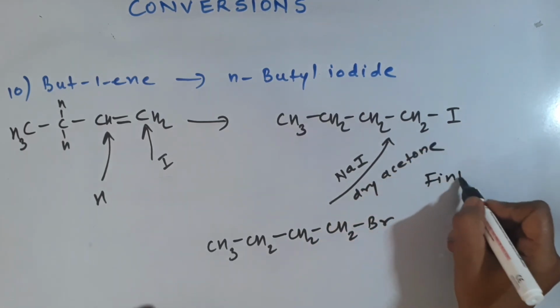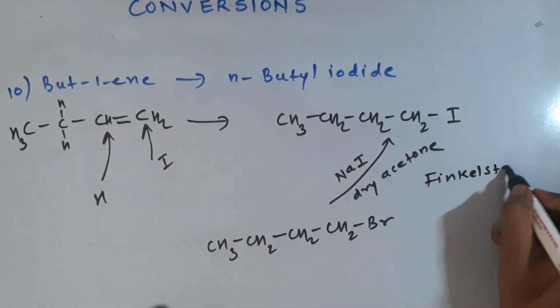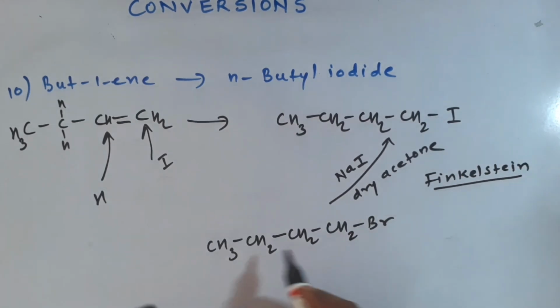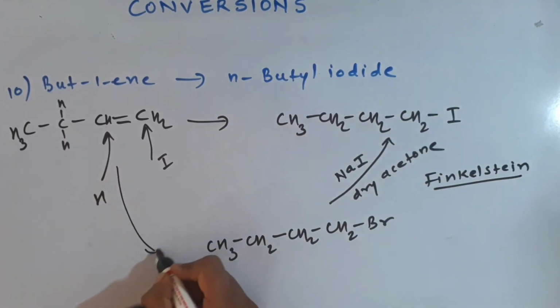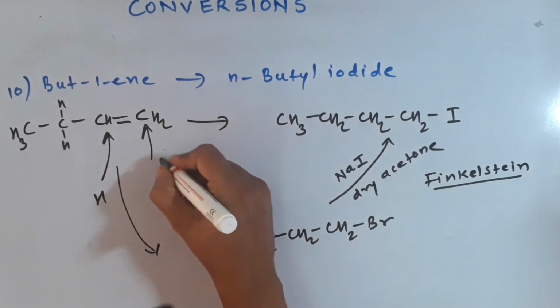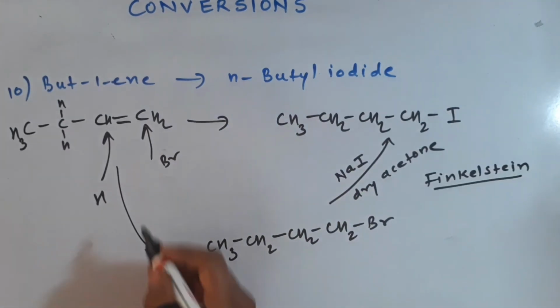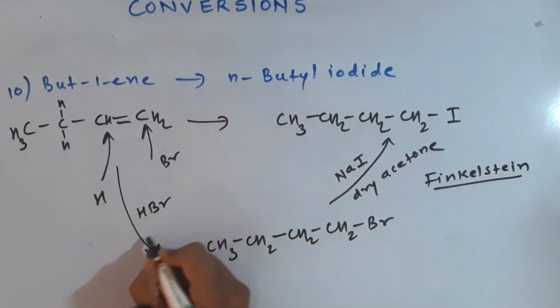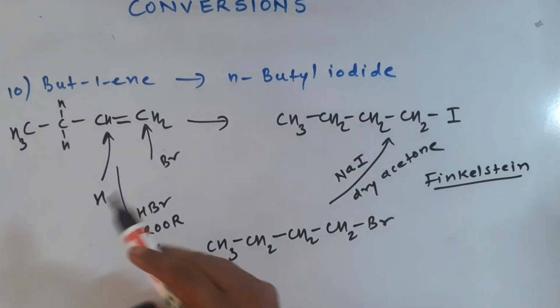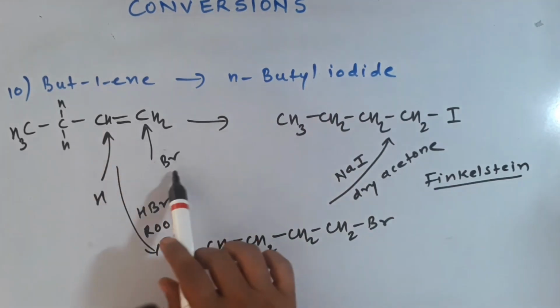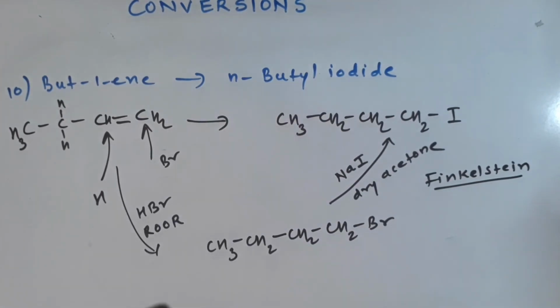The famous reaction is Finkelstein reaction. And how to get bromide from here is you have to write bromide here. That means anti-Markovnikov's rule you are doing. So you will add HBr in the presence of peroxide, organic peroxide. Hydrogen goes to this carbon, bromine goes to this carbon. So it's very easy.